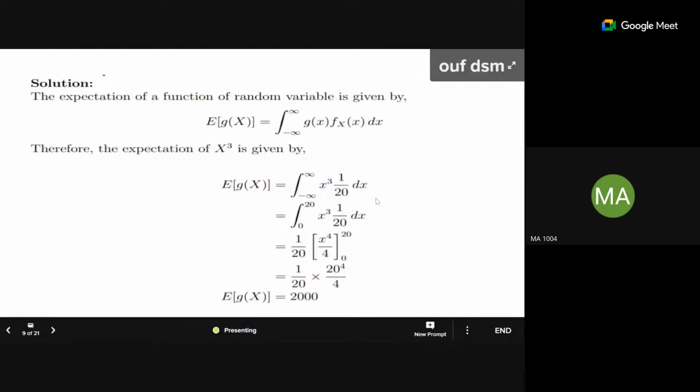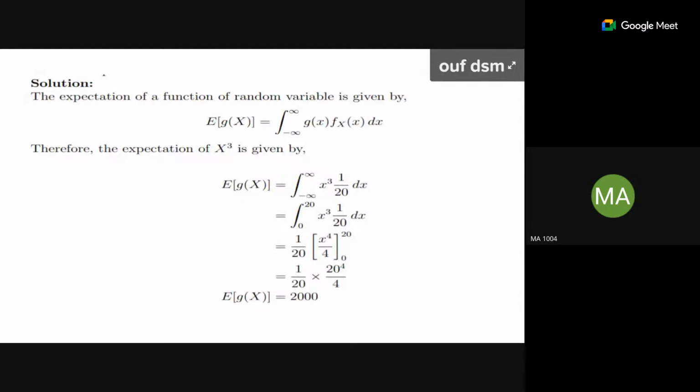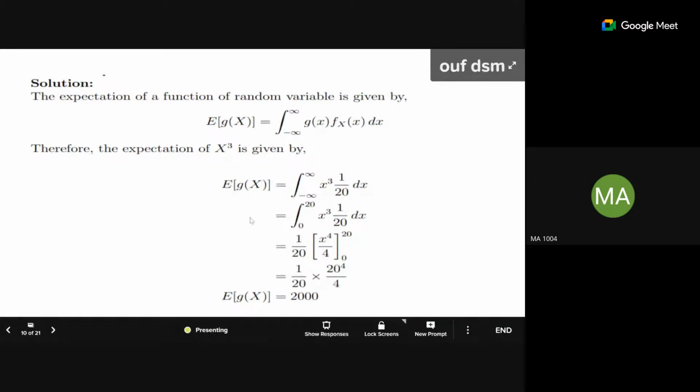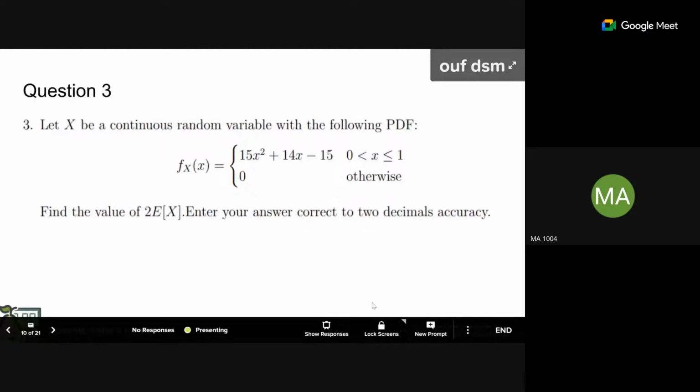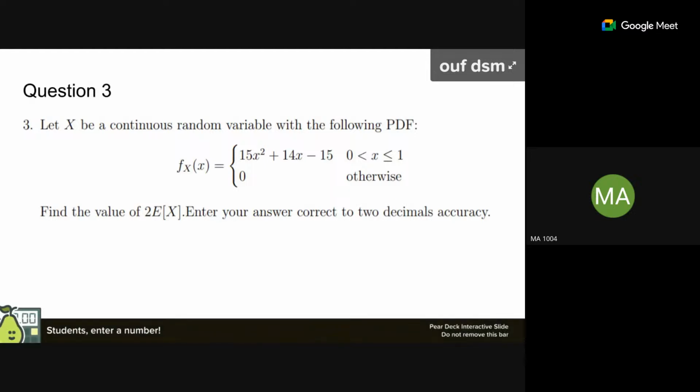So the same thing, just integration was there once you decode the question. There is one more on the same topic. Let x be a continuous random variable with the following PDF, given in the interval 0 to 1. Find the value of 2 times the expected value of x.